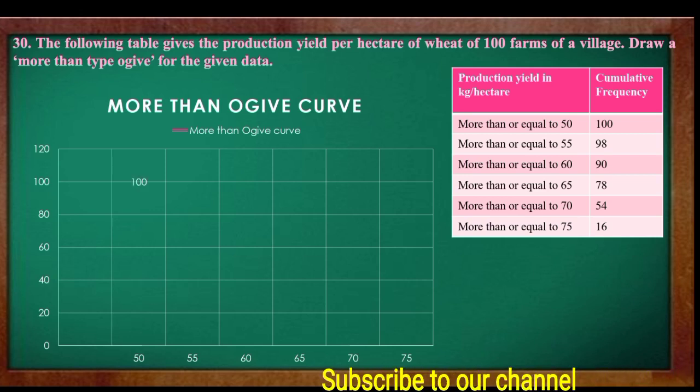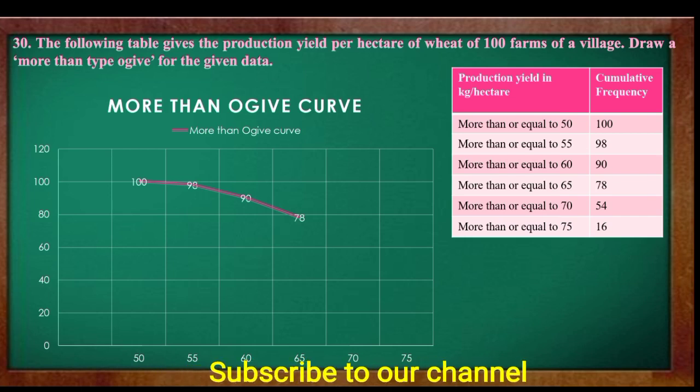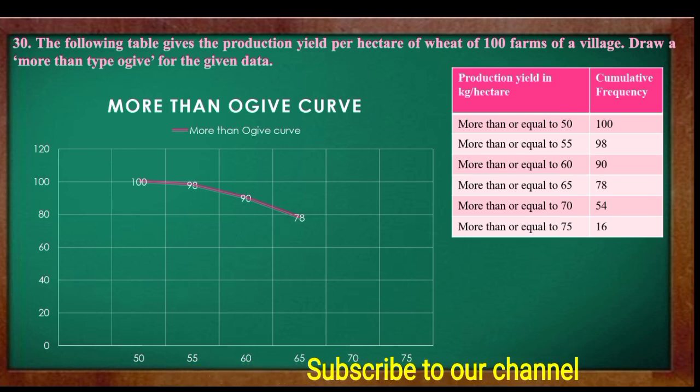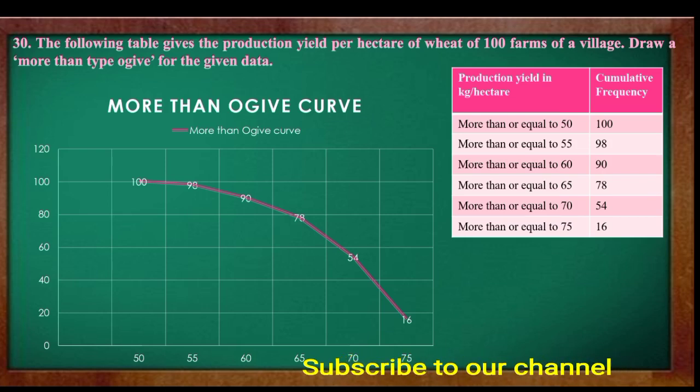Along the y-axis we take the ogive curve. The first point is 50, 100, the second point is 55, 98, the third point is 60, 90, the fourth point is 65, 78, the fifth point is 70, 54, and the last point is 75, 60.